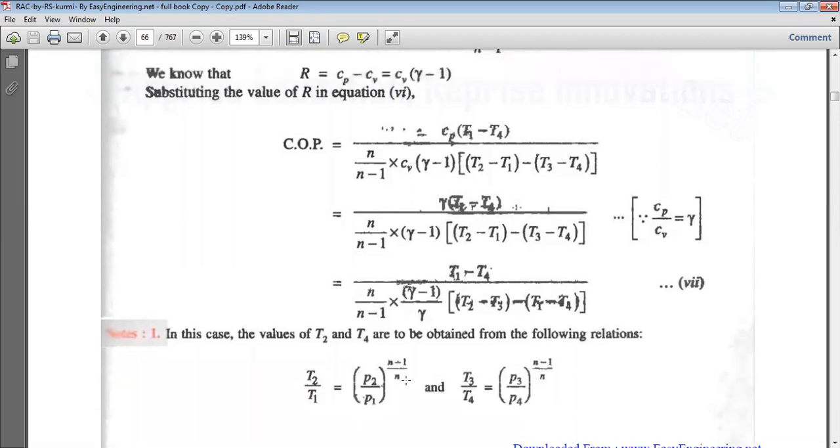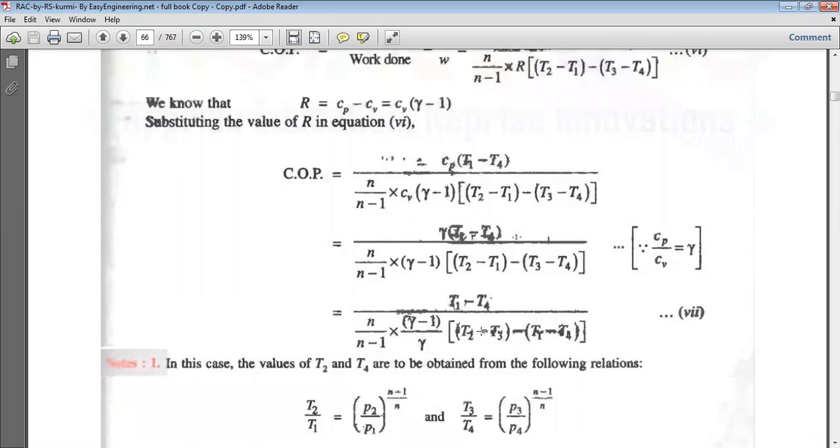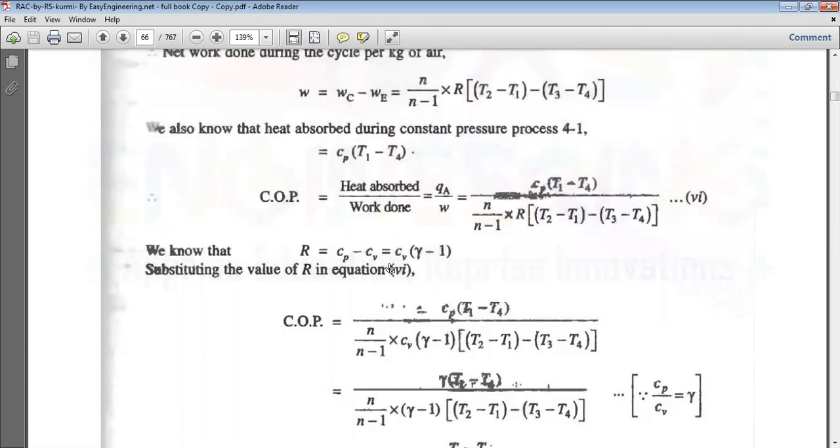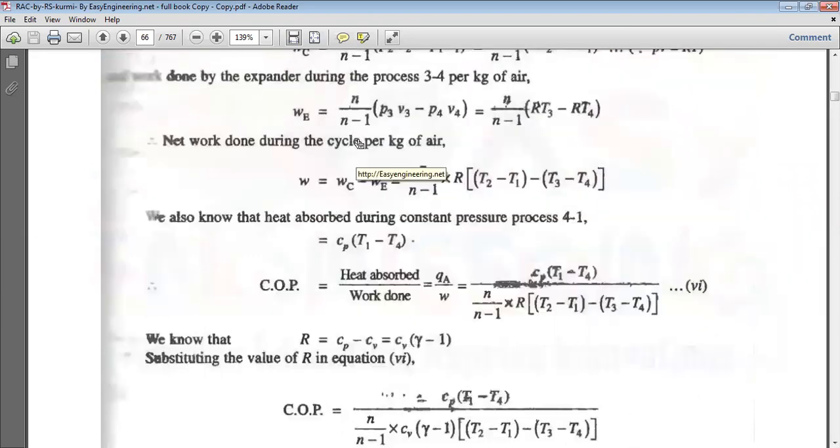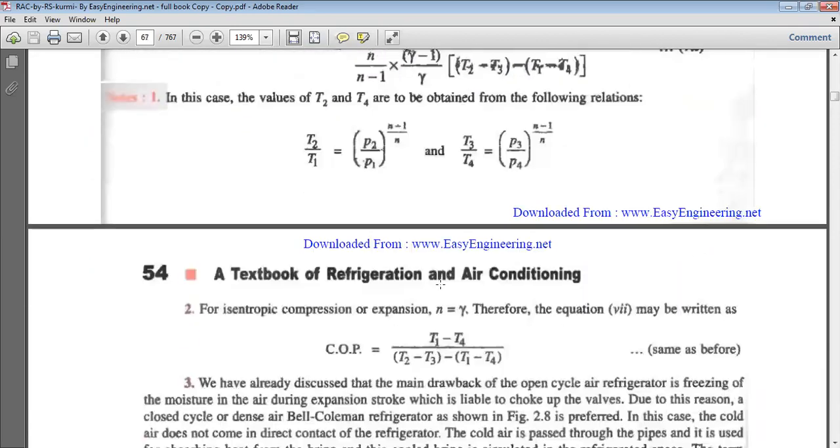While solving the problem, we use this equation. Don't remember these equations; remember how you get them. That is the compressor input equation. You remember the compressor input equation and the expander output equation, substitute the values here, calculate the values and the heat supplied, and then divide. Like that, you can solve the problem.